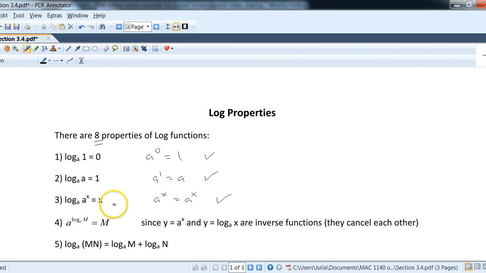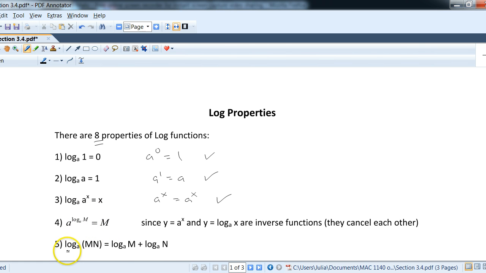Every property of the logs has some sort of exponential property that's behind it. What about this one? a to the power of log base a of m, for example, or any value over here. Well, again, for the same reason, because the exponential y equals a to the power of x and the logarithm y equals log base a of x are inverses, which means they cancel each other. So the result is m, or whatever the expression is that's over here. That would be the result.